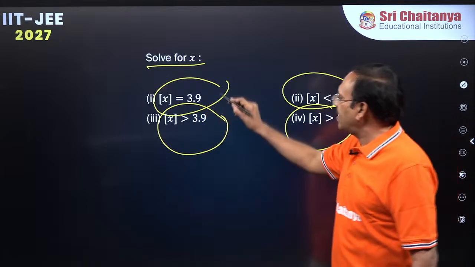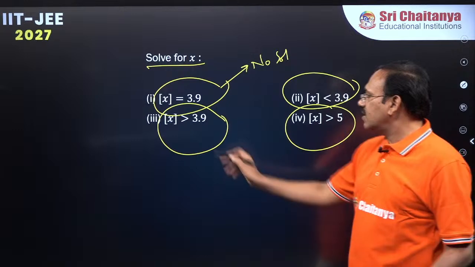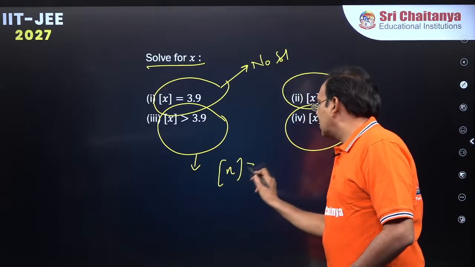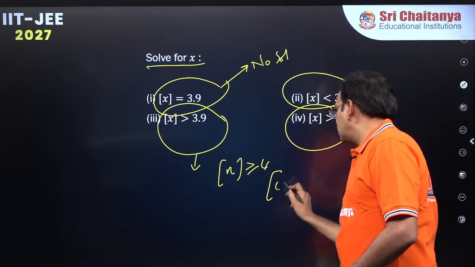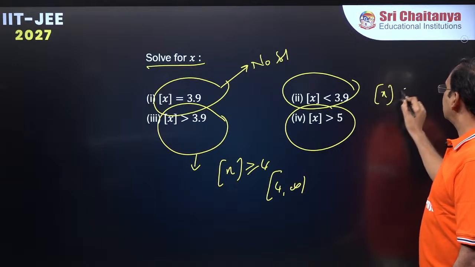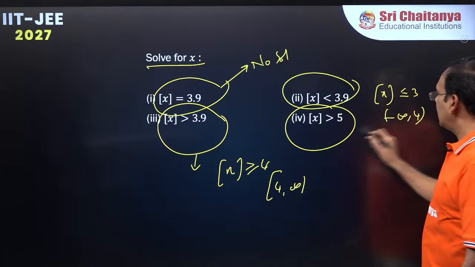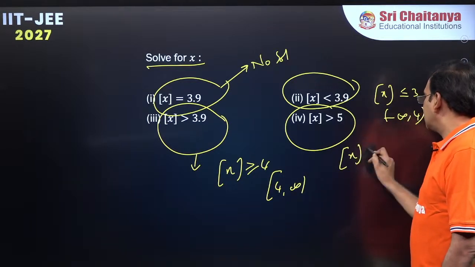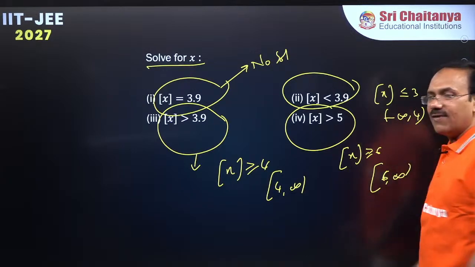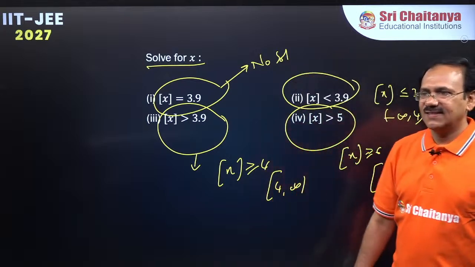Step x is 3.9, impossible, no solution, because step x can never be an integer. Step x greater than 3.9 means step x is greater than or equal to 4, closed 4 to infinity. Step x is less than 3.9 means step x is less than or equal to 3, so minus infinity to open 4. Step x greater than 5 means step x greater than or equal to 6, closed 6 to infinity. Right, everyone? Clear?